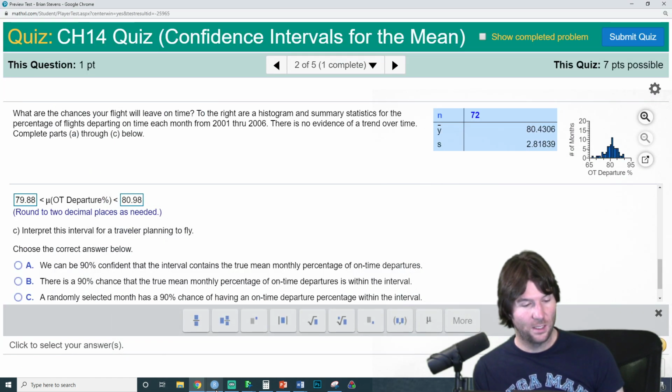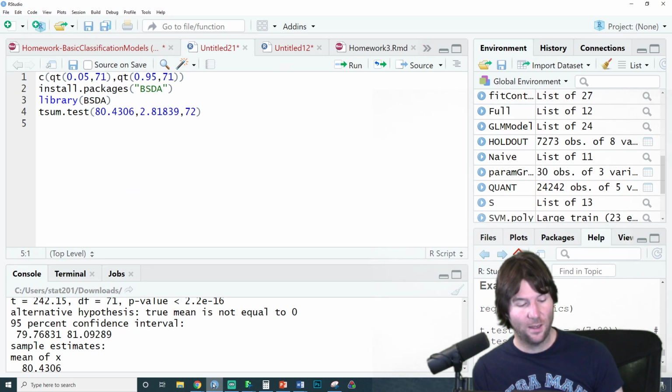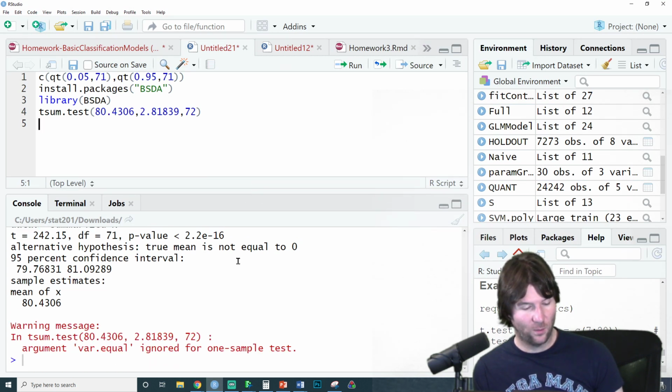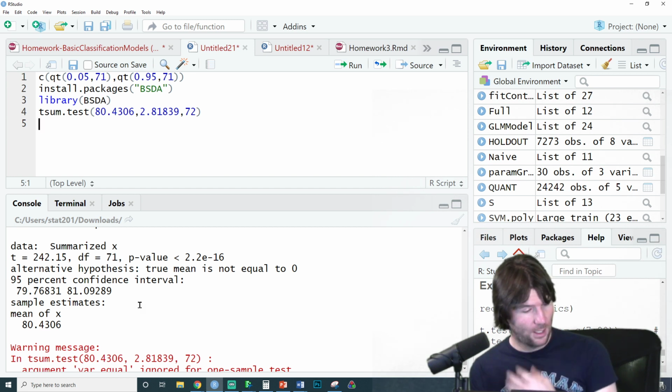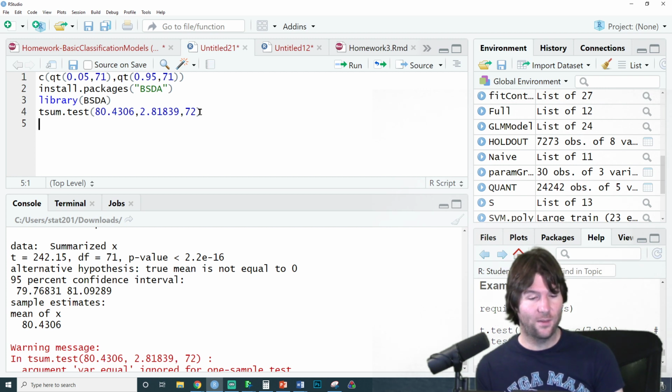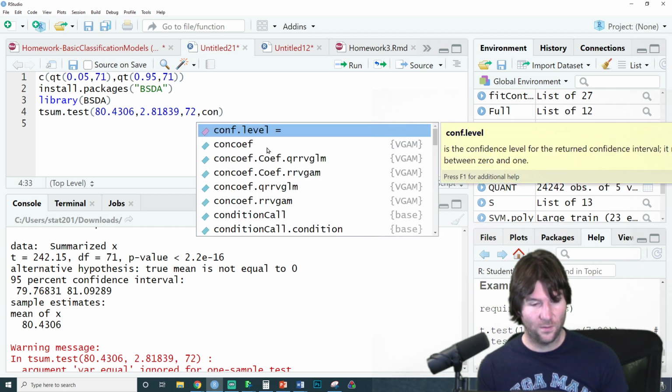Let's see right here. Did do it the same way. 79.88. I wonder which way it's calculating. We're getting slightly different answers right here. T equals this. Oh, it did a t-test on it too. Oh, it did 95. That's why we're getting the different answers. So we wanted 90%. So is it conf? Yeah, there we go.